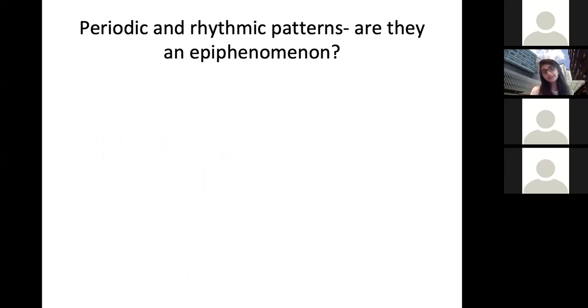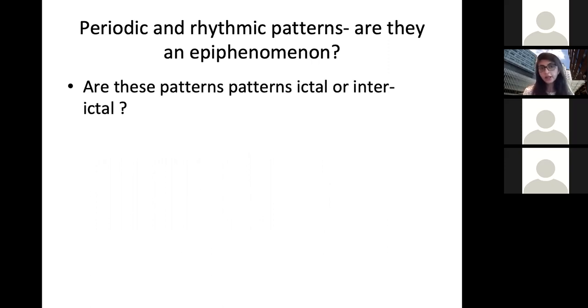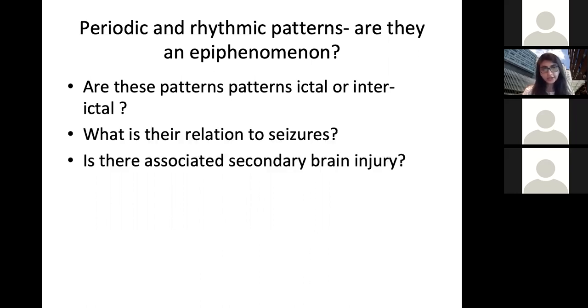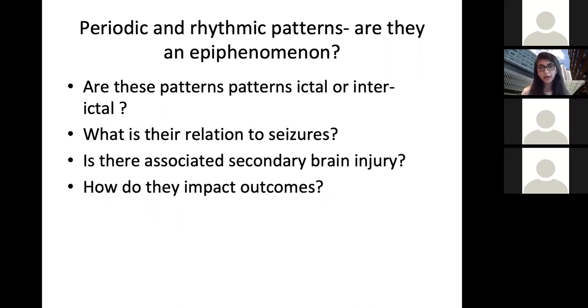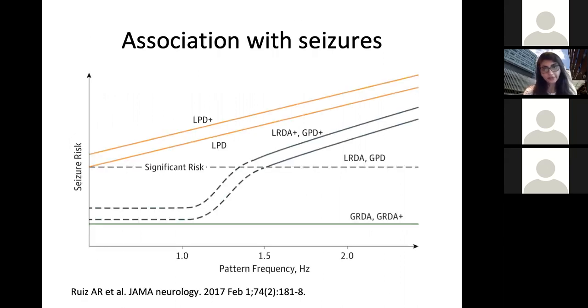But the question really is, with us seeing these patterns more and more, what is the significance of these patterns? Are they suggestive of secondary brain injury? Are they an epiphenomenon? Are these patterns ictal? Are they interictal? How are they related to seizures? Do they result in secondary brain injury, and how do they impact outcomes? And there have been many small focused studies on different disease subgroups and cohorts that have tried to answer these questions that I will go through over the next few slides, along with some of the more recent and larger studies that we have done.